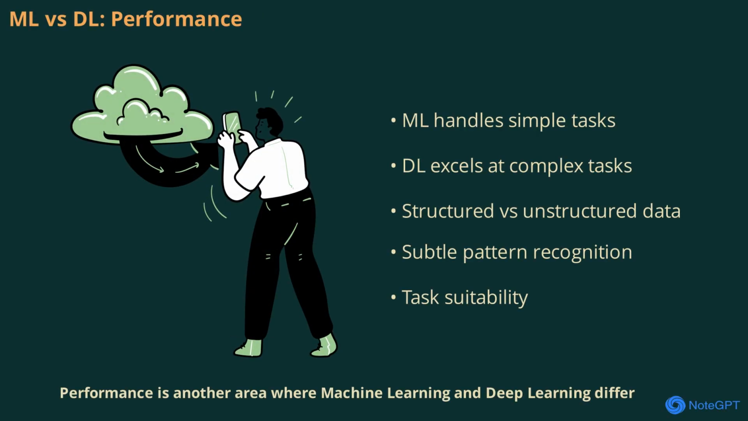Performance is another area where machine learning and deep learning differ. Machine learning models excel at simpler structured problems. They are reliable for tasks like classification and regression, where the data is well organized. Deep learning, on the other hand, shines in complex tasks such as speech recognition, natural language processing, and advanced image analysis. Its layered neural networks can uncover subtle patterns and relationships that traditional ML models might miss.